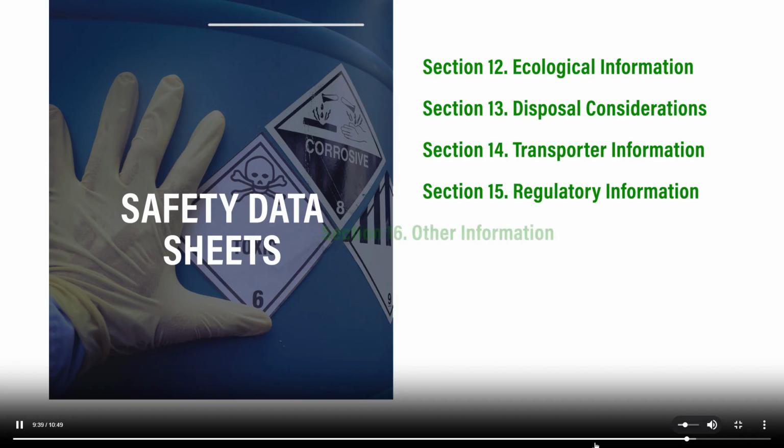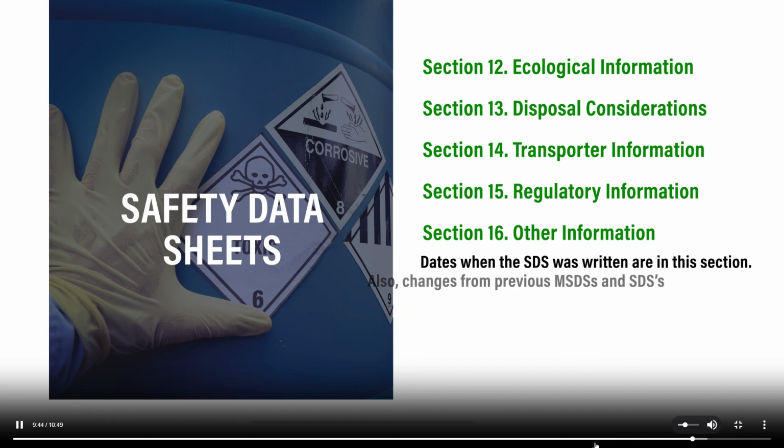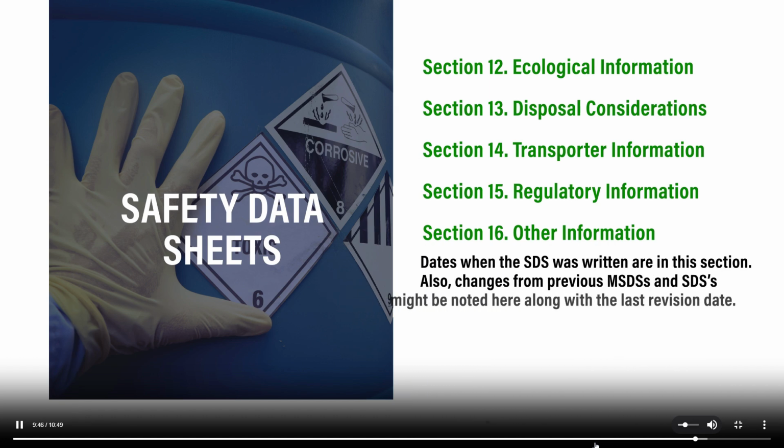Section 16 contains other information. Dates when the SDS was written are in this section. Also, changes from previous MSDSs and SDSs might be noted here, along with the last revision date.